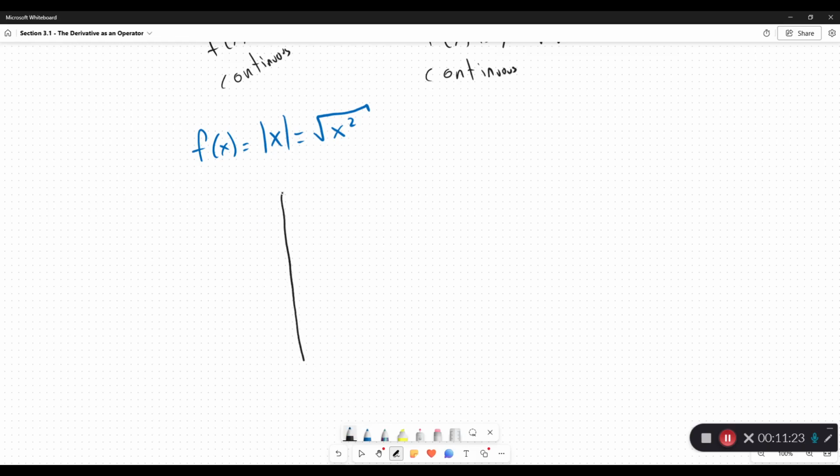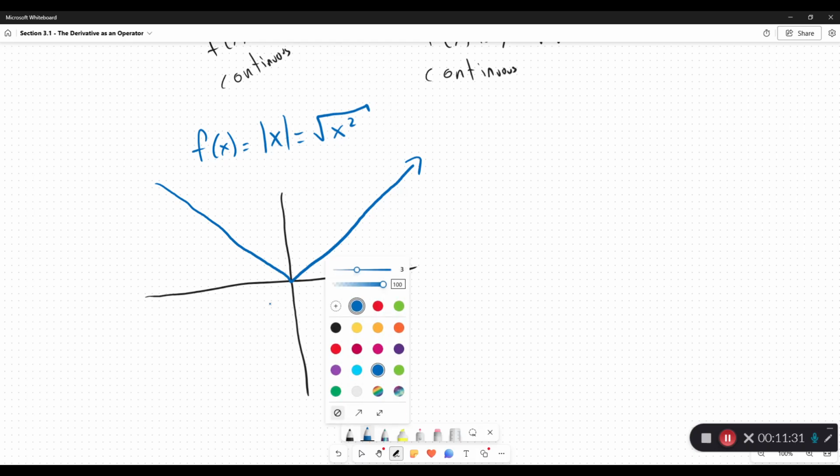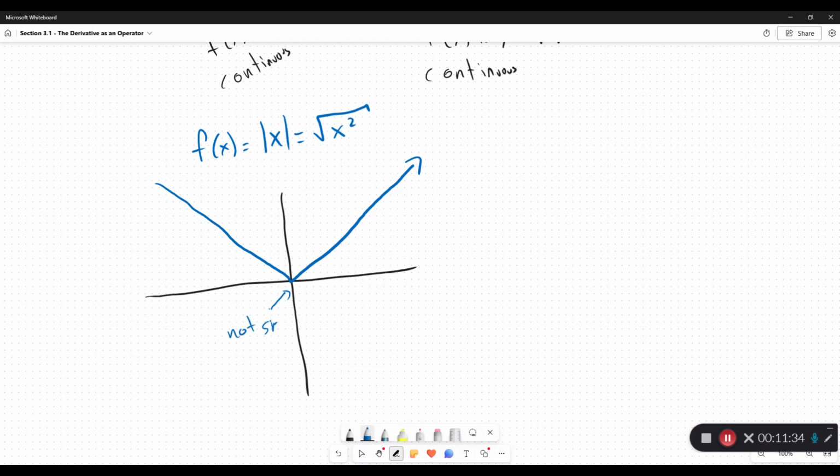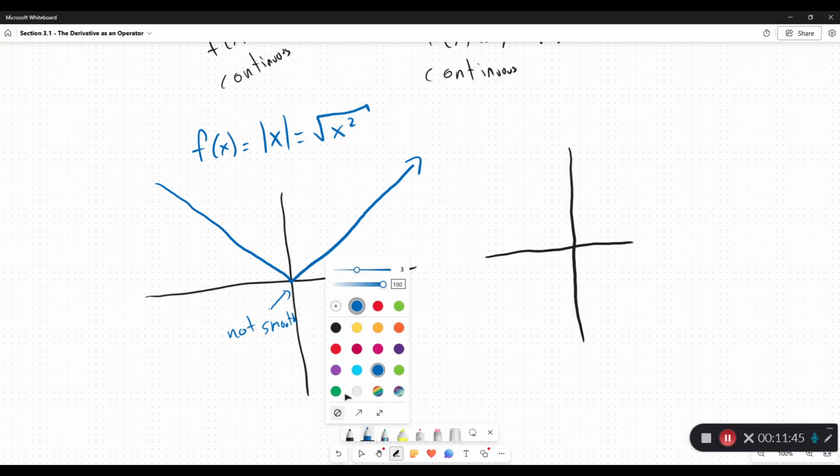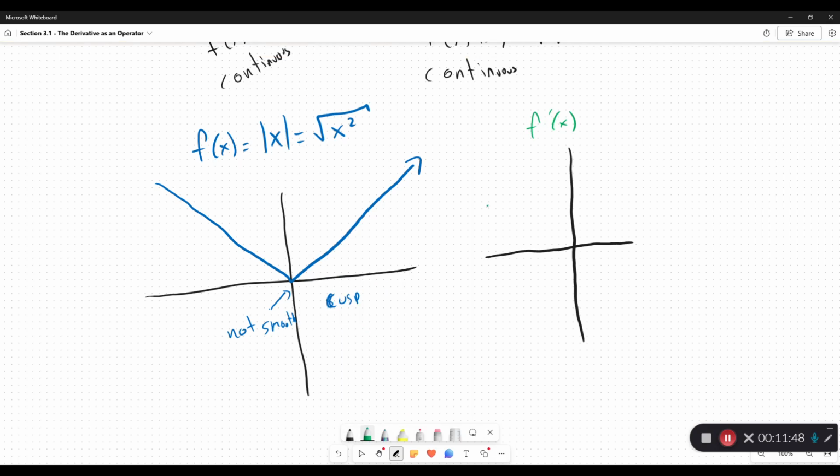So what does that graph look like? Well, if you've taken a pre-calculus class, hopefully you know it creates this V shape. And specifically, that V shape is not smooth. In fact, it's a sharp cusp. The problem is, what does the derivative look like? Well, the slope here is -1. The slope here is +1.